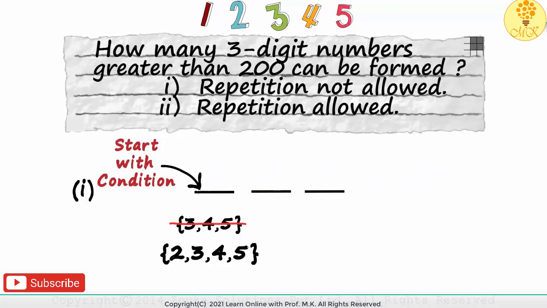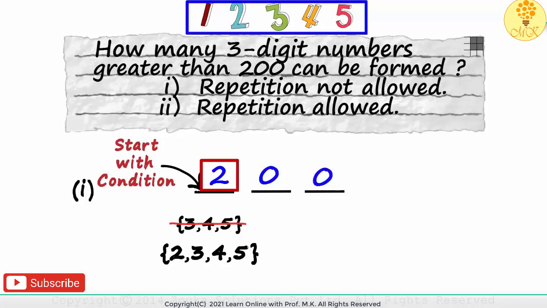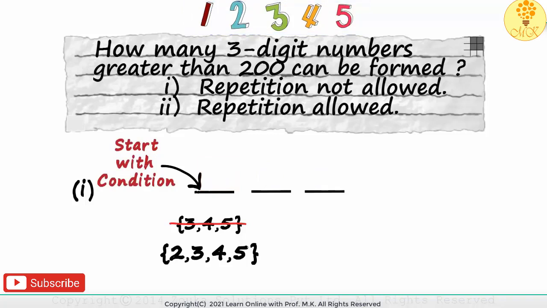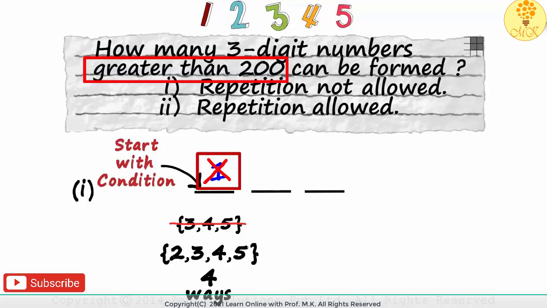The only number that will not be greater than 200 when 2 is in the hundreds place is 200. But here, 0 is not one of the 5 digits. So we don't have to worry about that special case of 200. There are 4 ways in which the hundreds place can be filled. With a 2 or a 3 or a 4 or a 5. Not a 1, as the number has to be greater than 200.